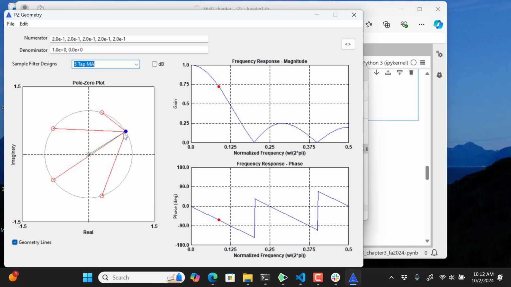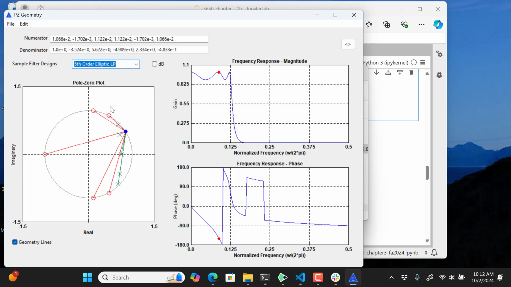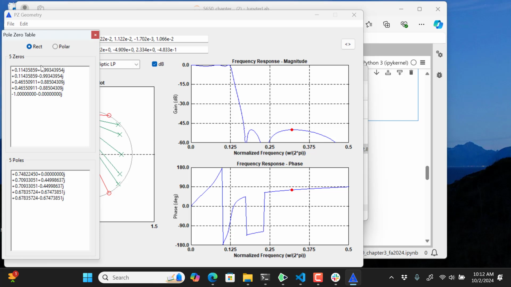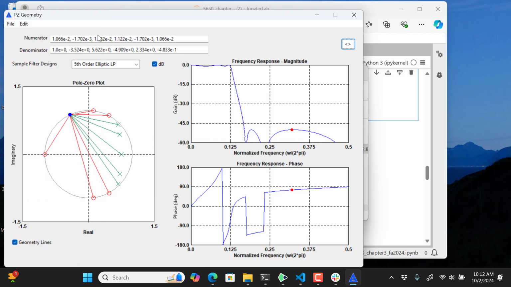This will make a whole lot more sense later, but suppose we wanted to do an elliptic filter. There's an elliptic filter right there, and if I put it in decibels, it has that sort of response. Right now it's just intriguing, but those are the coefficients that form that filter, and the poles and zeros are over here, in magnitude and phase form.